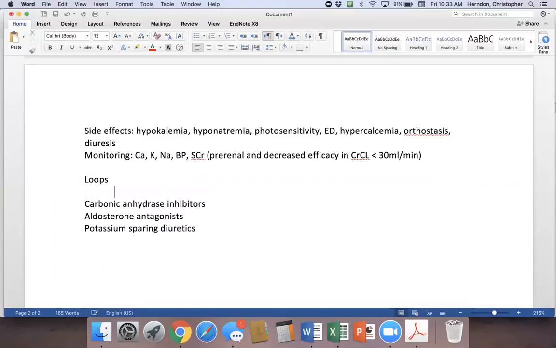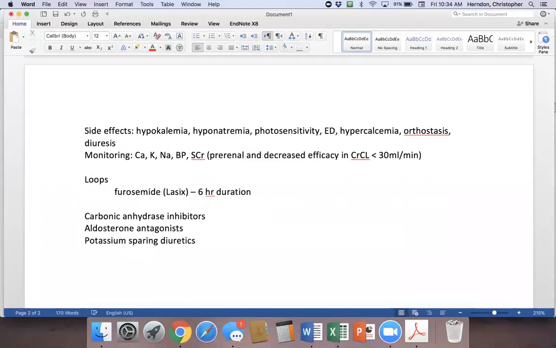Talk to me about some loopies. Let's start over here. Furosemide. Brand name, it's Lasix. Why do they call it Lasix? It lasts six hours. Okay, give me another one, Brian. Torsemide. Brand name? Demadex. Is it? I just made that up. Is it really? Yeah. Okay, just checking.